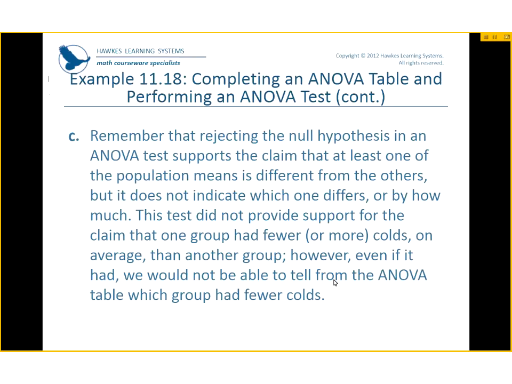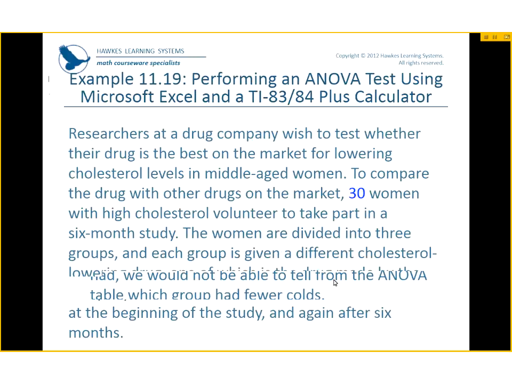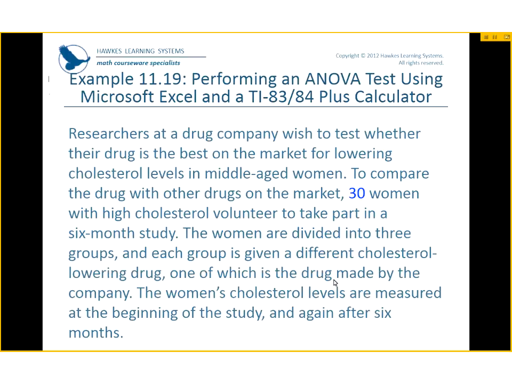Okay, remember that rejecting the null hypothesis in the ANOVA test supports the claim that at least one of the populations is different from the others, but it doesn't indicate which one is different or by how much. This test only shows that there's a difference. For you to find the difference in the means, you have to go back to chapter 11.1, 11.2, which we didn't cover. So for this class only, we're going to say, okay, there was a difference in the means or there wasn't a difference in the means.